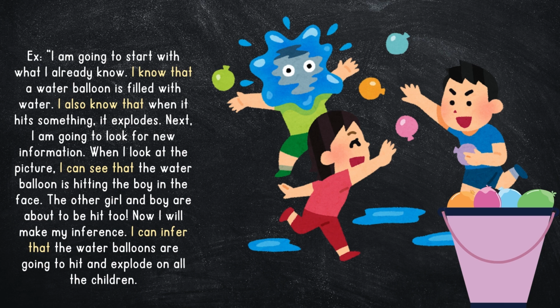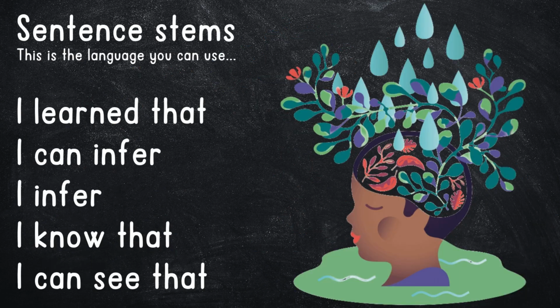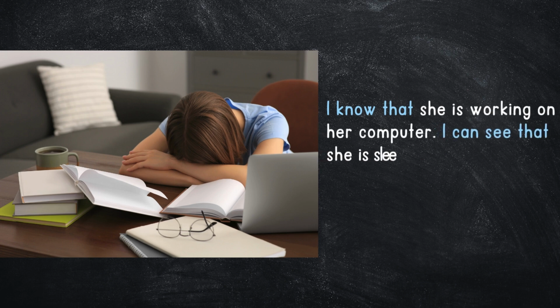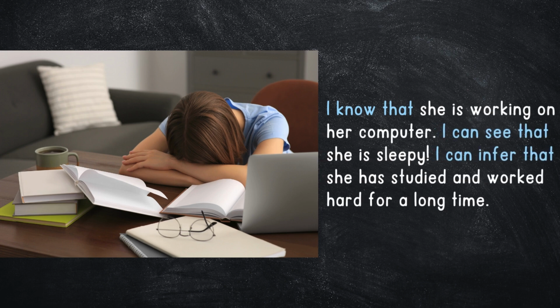So here you see some sentence stems that you can use when it's your turn. These are great sentence stems to use when making inferences in your classes. I learned that, I can infer, I infer, I know that, and I can see that. Here's some more examples. I know that she is working on her computer. I can see that she is sleepy. I can infer that she has studied and worked hard for a long time.